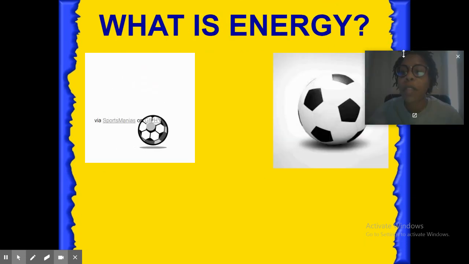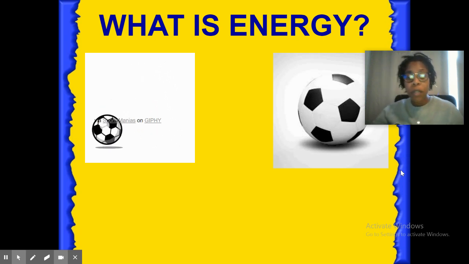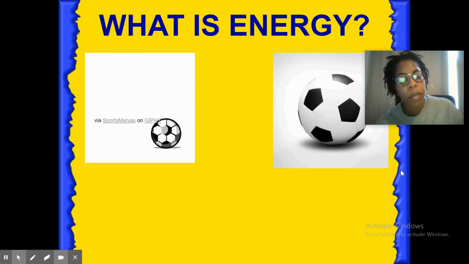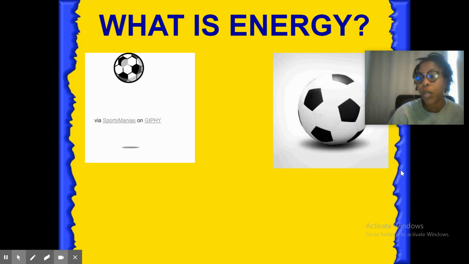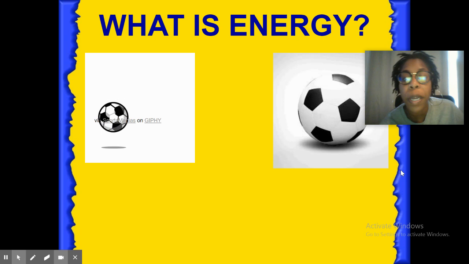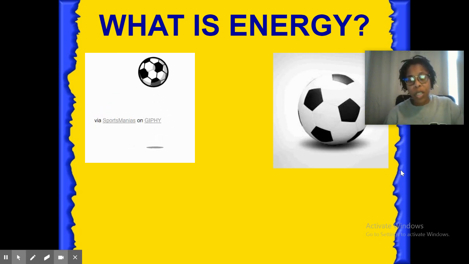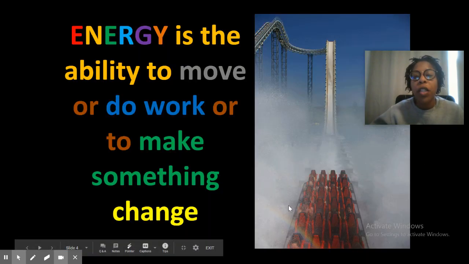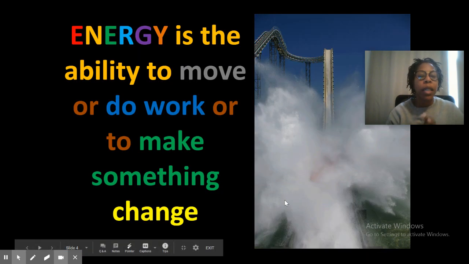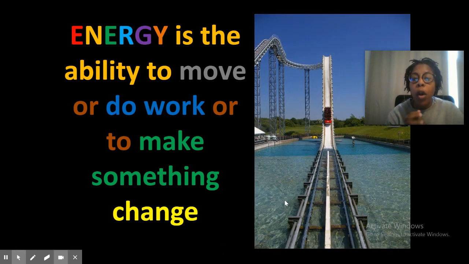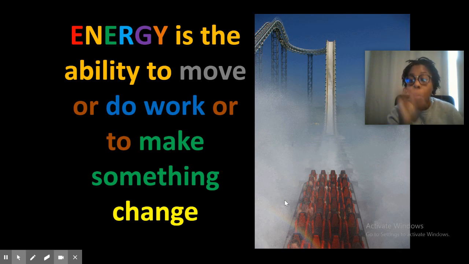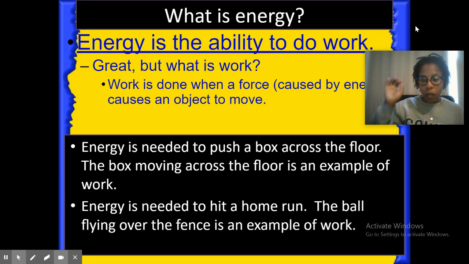All right, so you have two soccer balls. One of them is in motion, one of them is still. When you look at these soccer balls, what you are seeing is potential and kinetic energy in action. But before we can discuss what potential and kinetic energy are, we need to know what energy is. All right. So this is energy. Energy is the ability to move or do work or to make something change. Once again, the ability to move or to do work or to make something change. So what does that mean?